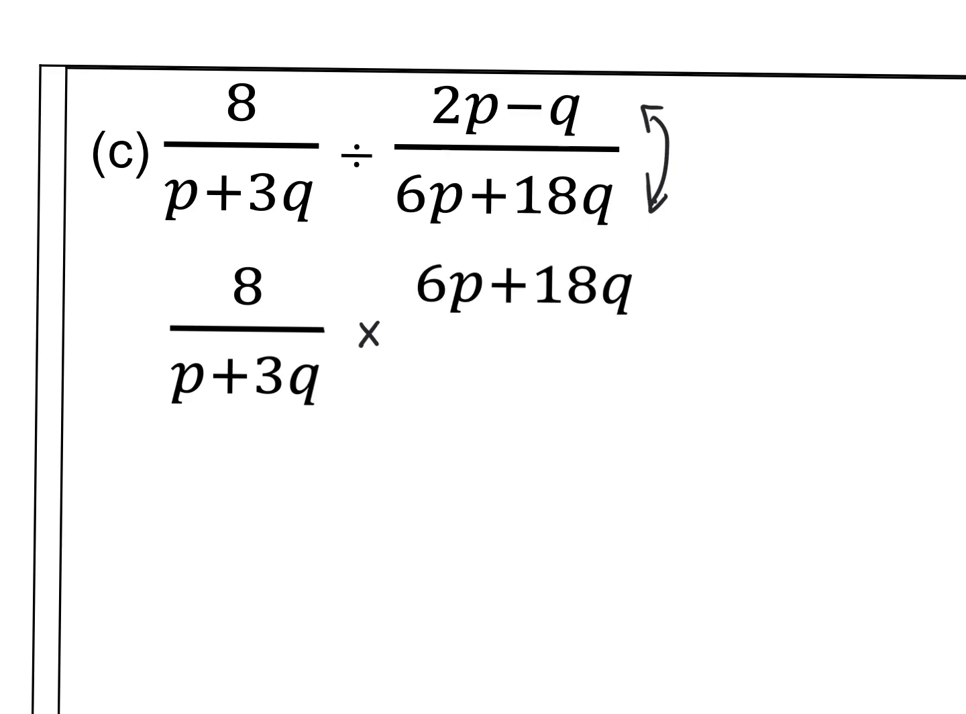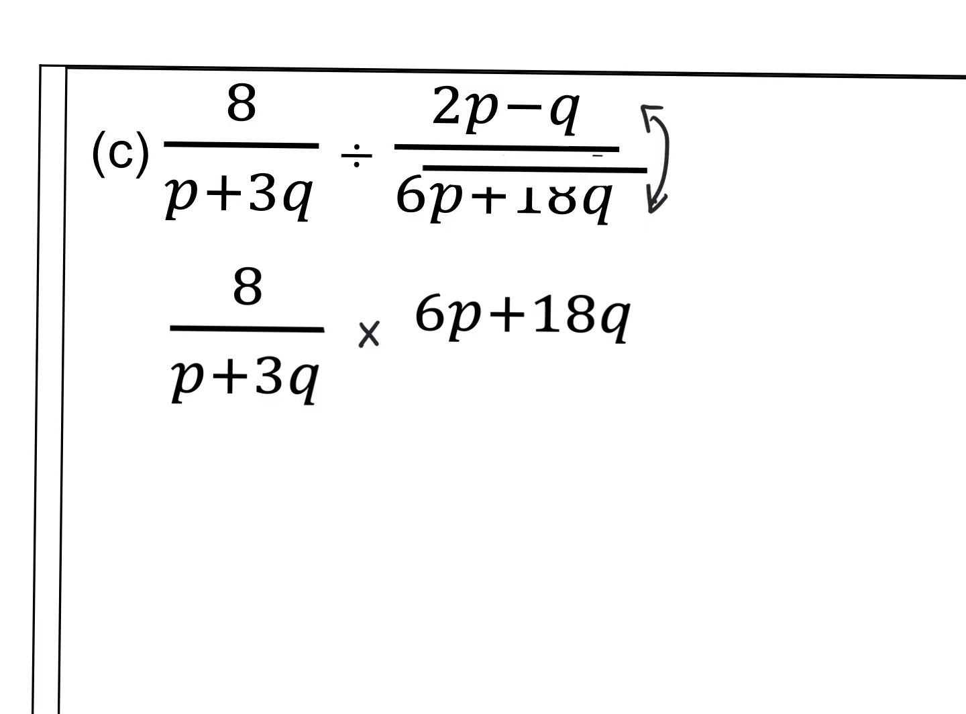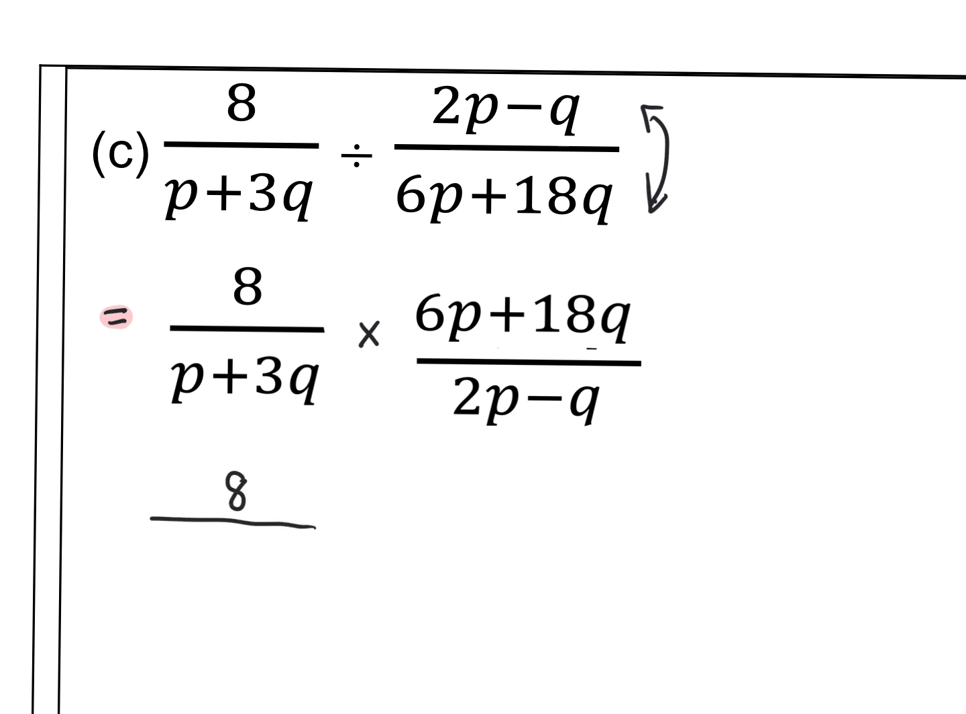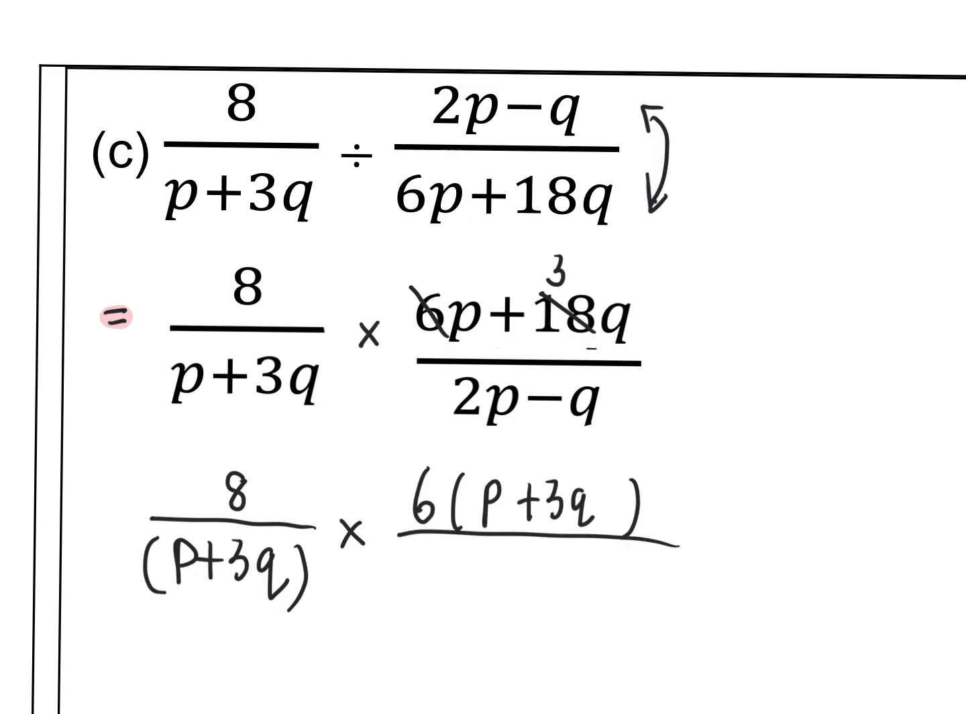So I'm taking the numerator. I'm taking the line. Okay, and then I'm taking this one. Okay, so now the next step is to make sure that every plus or minus that you see in the numerator or the denominator is put within a group. So 8, no problem. P plus 3Q, let's group it up. Okay, and then between 6 and 18, what is common? 6. Okay, so take out the 6. Left P plus 3Q. Then finally at the bottom, put the 2P minus Q as a group.